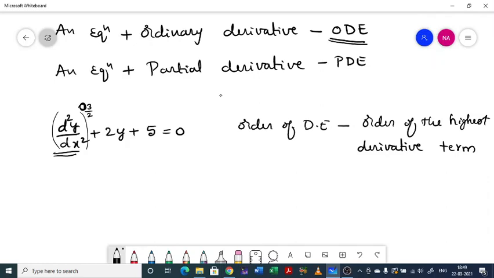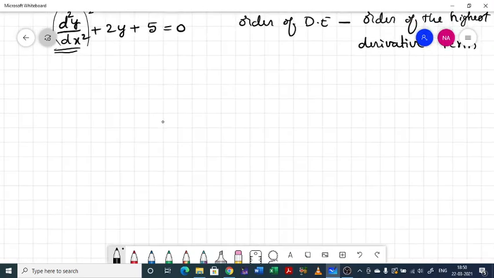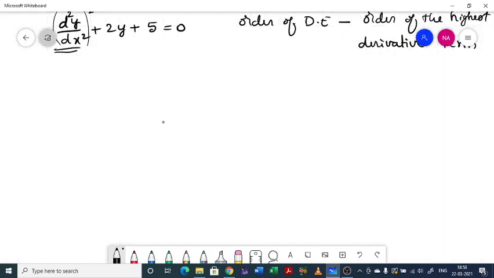So generally, if you have a differential equation, the order of that differential equation is the order of the highest derivative term present in that equation. Similarly, the degree of that differential equation will be the degree of the highest derivative term in that equation. So that is about order and degree, and I am not going to discuss examples for order and degree. So straight away I will jump into exact differential equations.